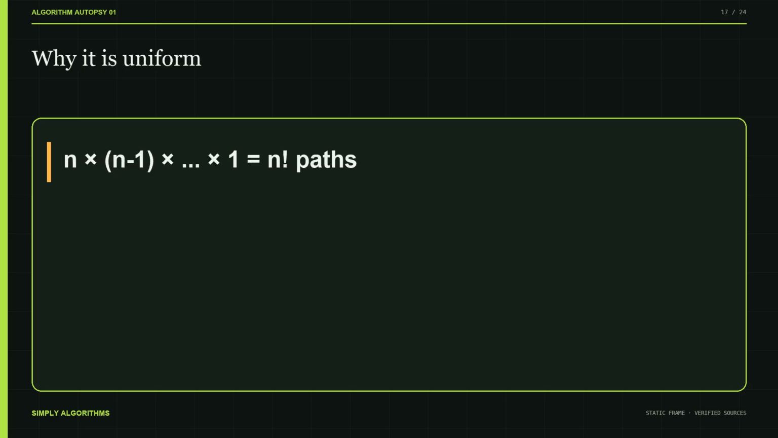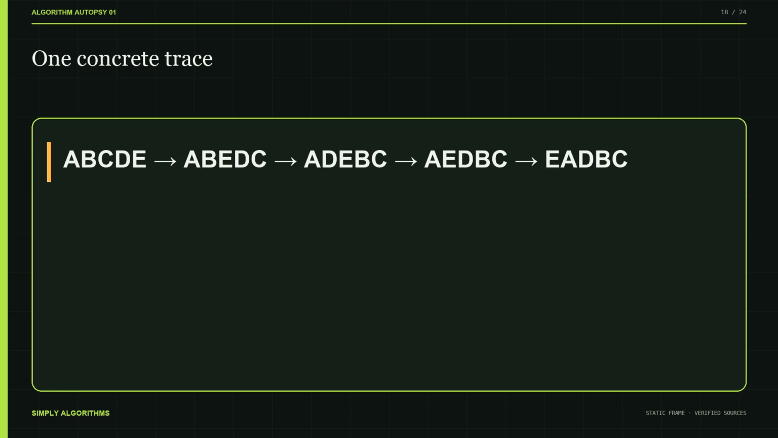The number of random paths is now n factorial, exactly 1 path for every permutation. With seed 7, 1 verified trace ends as E, A, D, B, C. Each cut corresponds to 1 shrinking choice.